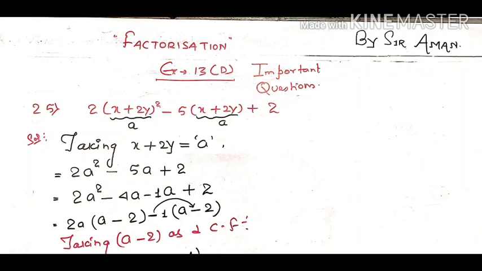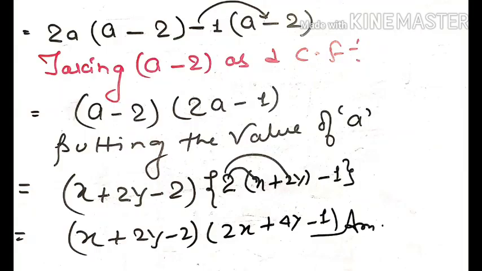Remember, there is one sign, minus plus. Now you see what is common. a minus 2 is a common factor. Check it nicely. a minus 2 is a common factor, so we will take it as a common factor outside. Okay, now what is left? a minus 2 is left and 2a minus 1 is left. Check here in the second line. Now what will we do after this? We will put the value of a. What was the value of a? x plus 2y in the first term, and in the second term you see I have written in small brackets. We will multiply 2 into x, 2x, 2 into 2y, 4y, minus 1 is our required answer.